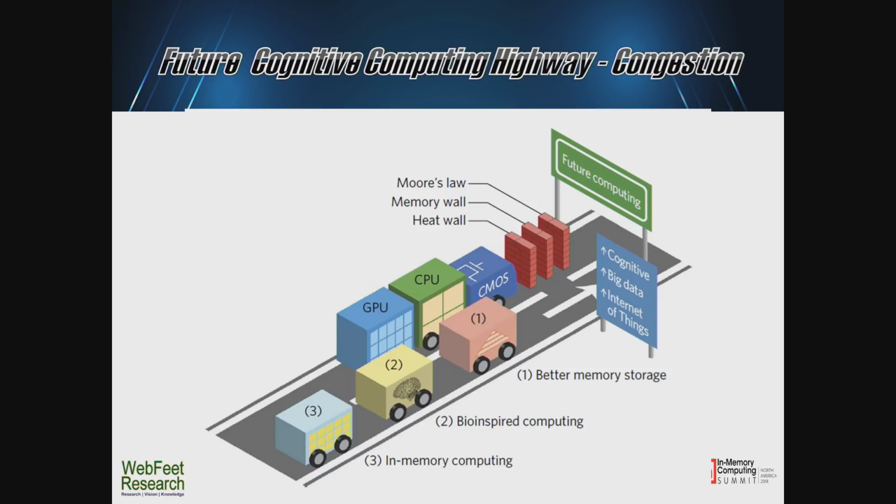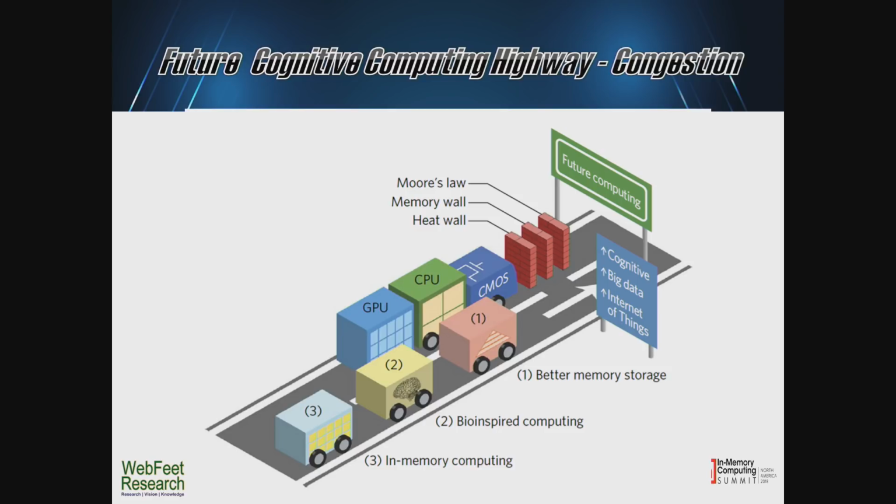Let's talk about congestion. This is where the rubber meets the road, so to speak. The future of computing is rather uninspiring at first glance. And then once you get down into it, there's lots of latitude here. The latitude is actually so vast that it may be difficult to get your arms around it. We have Moore's Law, we have the memory wall, we have the heat wall. They're all standing in front of CMOS, CPU, GPU engines, if you will.